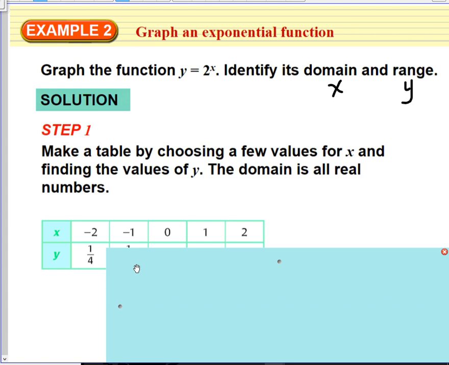2 to the -1 power is going to become 1/2. 2 to the 0 power, anything to the 0 power is 1. 2 to the first power is 2, and 2 squared is 4. So I'm going to take this information, and I have x, y pairs. I literally have things to graph here. So I am going to take this information and I'm going to graph it on a coordinate plane.